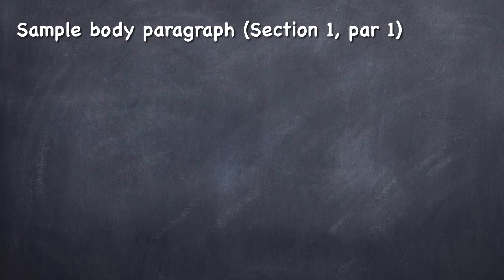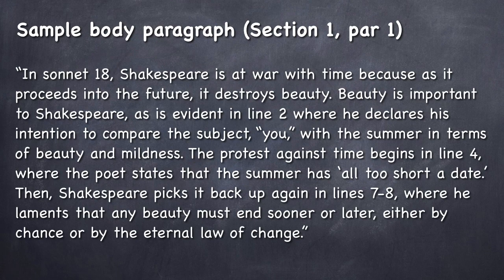This one comes from section 1, paragraph 1, basically the first paragraph of the body of the essay. In Sonnet 18, Shakespeare is at war with time because as it proceeds into the future, it destroys beauty. Beauty is important to Shakespeare, as is evident in line 2, where he declares his intention to compare the subject, you, with the summer in terms of beauty and mildness. The protest against time begins in line 4, where the poet states that the summer has all too short a date. Then Shakespeare picks it back up again in lines 7 and 8, where he laments that any beauty must end sooner or later, either by chance or by eternal law of change.